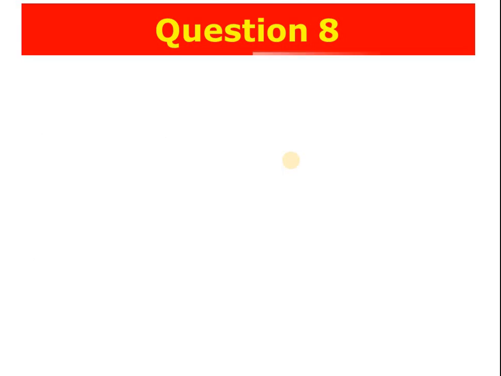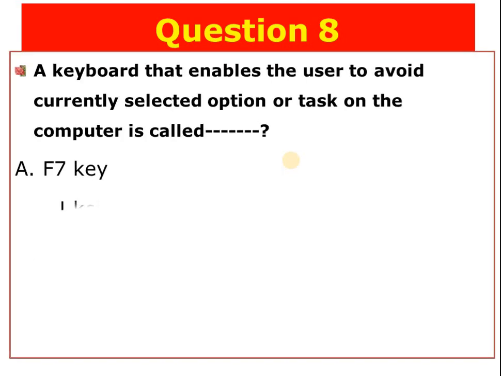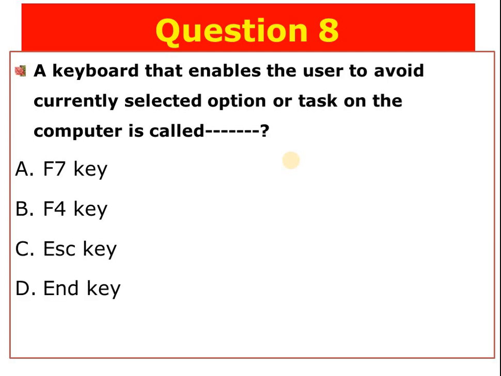Let us go to question number 8. Question number 8 is also about keyboard. A key that enables the user to avoid currently selected option or task on the computer is called A. F7 key. B. F4 key. C. ESC. D. End key. The answer is choice C. ESC. It enables the user to avoid currently selected option or task on the computer.